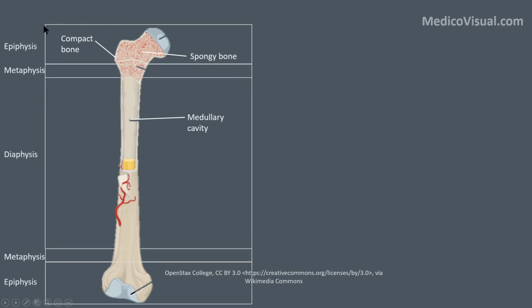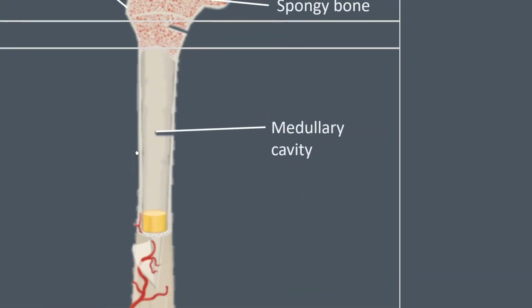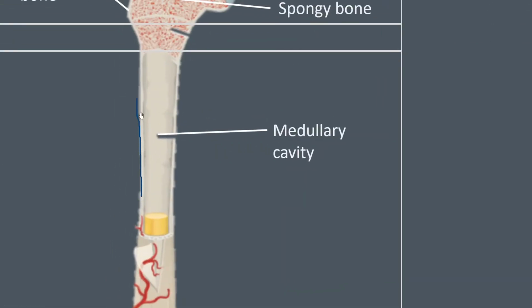A long bone consists of three parts. The ends of the long bone are called epiphyses, from here to here and from here to here. In between those ends, this part of the bone is called the diaphysis. And then there is a sort of neck-like structure here called the metaphysis, which is present between the epiphysis and the diaphysis.